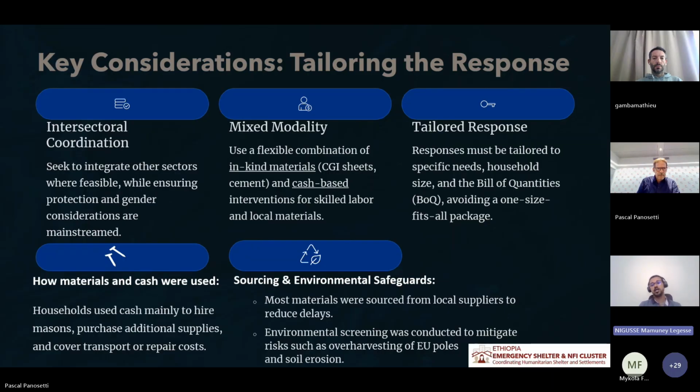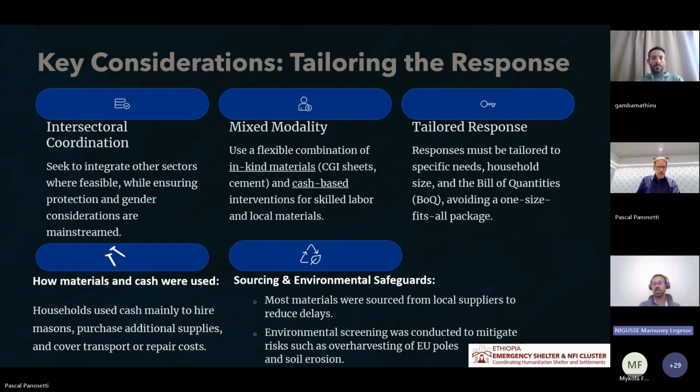The other key consideration is that the response needs to be tailored. Basically, we have incorporated intersectoral coordination whenever feasible, and mainly there should be a WASH component wherever we are implementing. Basically, the latrines, water supply, and anything related to hygiene should be there, because it needs another investment if we construct the shelters or support the families without those services.